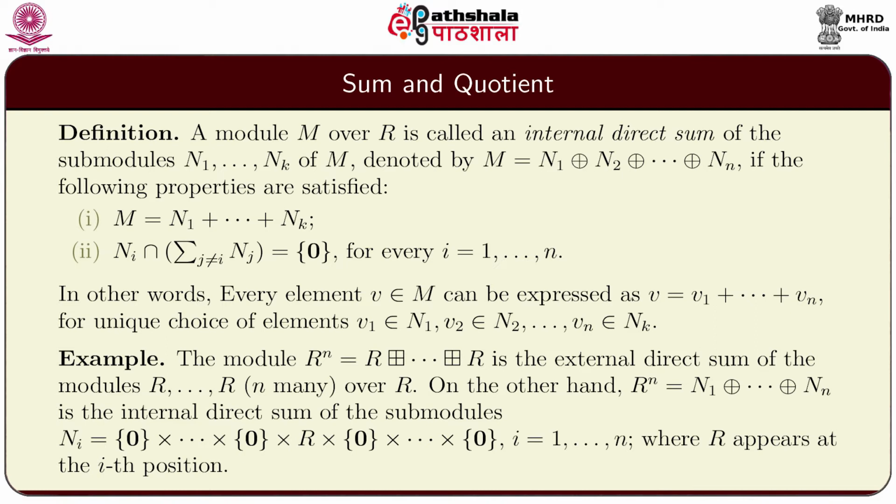Example: the module R^n is the external direct sum of the modules R, n many, over the base ring R. On the other hand, it is the internal direct sum of the submodules Ni, where Ni is given by singleton 0 times so on singleton 0 times R times singleton 0 times so on singleton 0, where R is sitting at the ith position and all other positions are filled with the singleton set of the 0 element of the ring R.